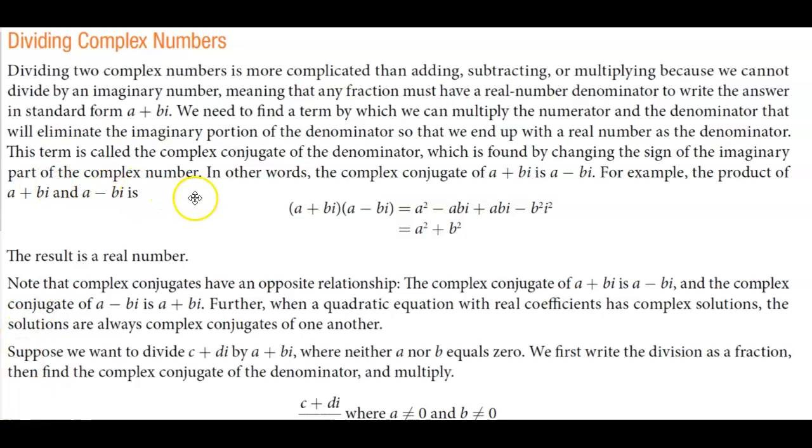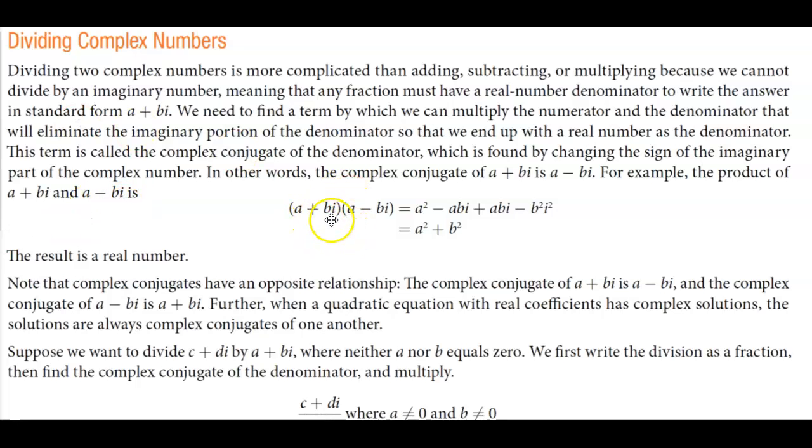This term is called the complex conjugate of the denominator, which is found by changing the sign of the imaginary part of the complex number. In other words, the complex conjugate of a plus bi is a minus bi. For example, the product of a plus bi and a minus bi is the following.